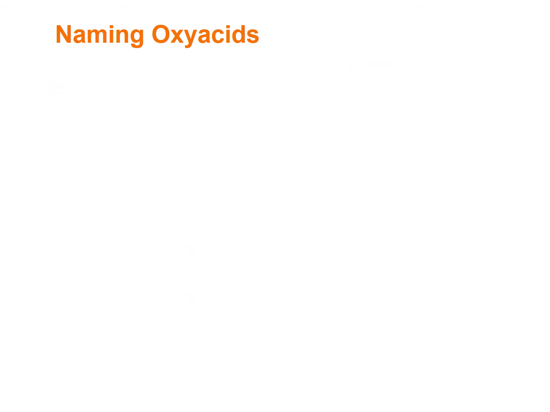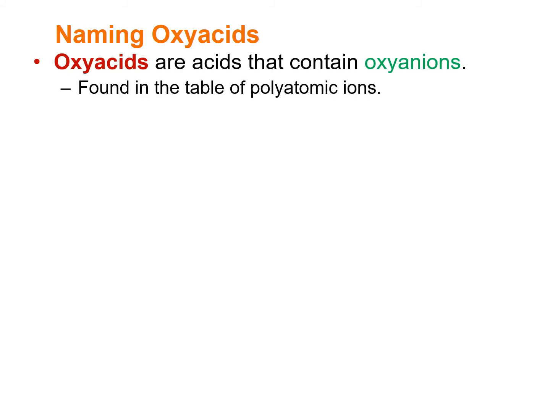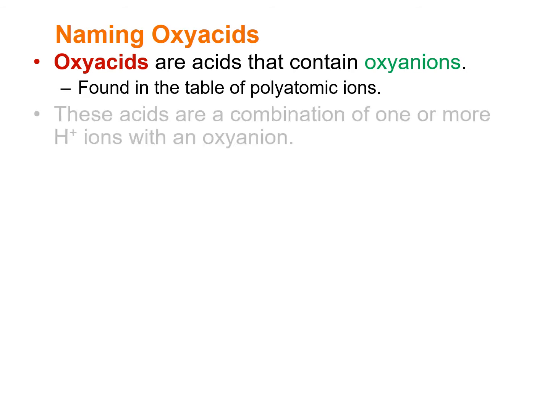Naming oxyacids is a little bit more complicated, and there's a reason for that, and we're going to take a look at it. So let's get started. Oxyacids are acids that contain oxyanions, and all an oxyanion is is a polyatomic ion that contains oxygen. You're going to find it on a polyatomic ion chart. Your book has them. You can find them online. So don't panic. You've already seen oxyanions. I just didn't call them that.